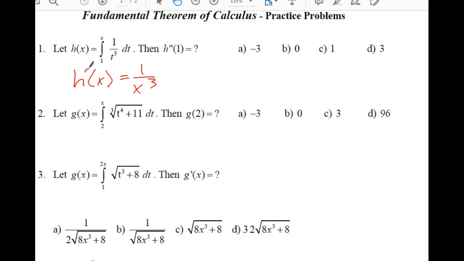So h of x kind of represents the capital F of x values. The derivative of that equals 1 over x cubed. So h double prime would equal what? Yeah, because it would bring up the -3. So it'd be -3x, and then the rule of thumb is you lose 1, so it'd be to the -4. You subtract 1, not add.